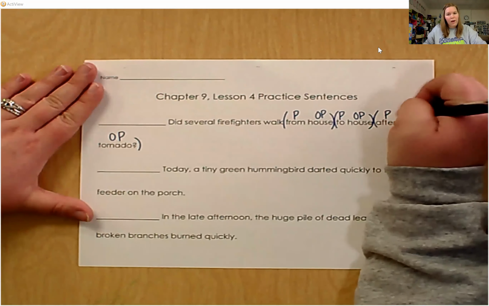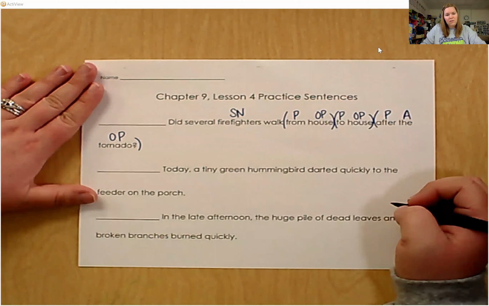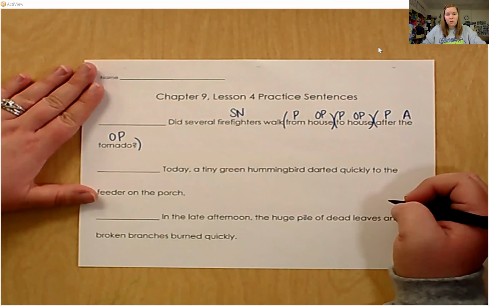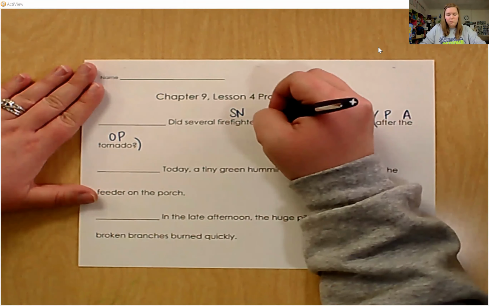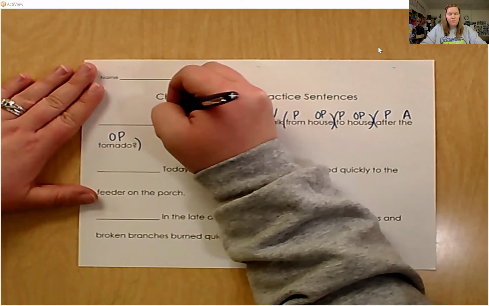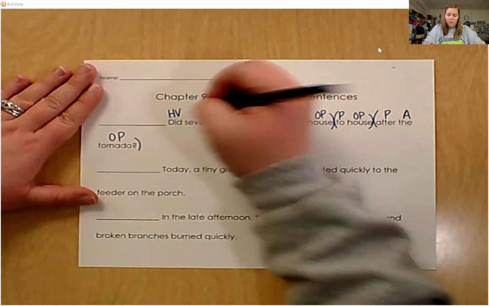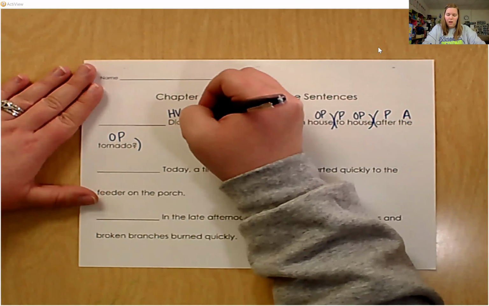The article adjective. Who or what walk? What is the subject of the sentence? Firefighters, subject noun. What is being said about the firefighters? What is the verb? Walk. Good. Did is a helping verb. And several is a word that describes the firefighters. It talks about how many. Adjective.